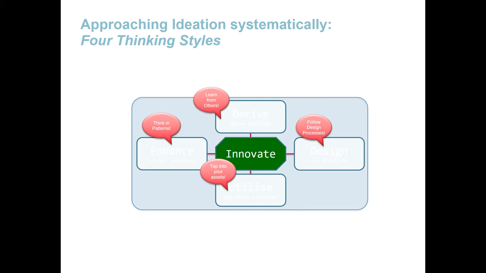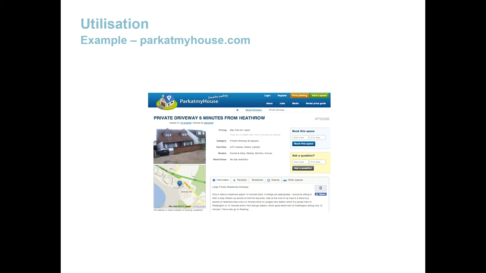And the key idea here is that we tap into assets. Now, let me start with an example to explain this idea. What you see here is a website called parkatmyhouse.com. It was a British web page where people could rent out their parking lot, their driveway, that happened to be in the vicinity of a major public spot, like here in this case, Heathrow Airport. In different examples, it might be a soccer stadium or a concert hall, something like this. And you could rent out your own private driveway for people that wanted to go to such a public event location and look for a cheap place to park.